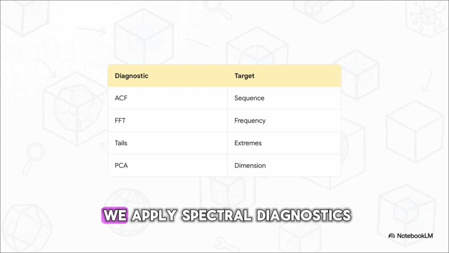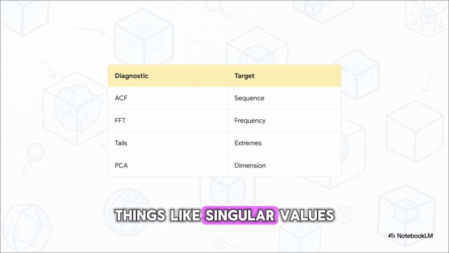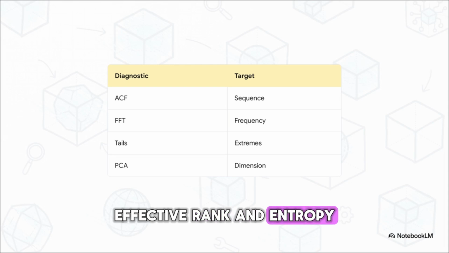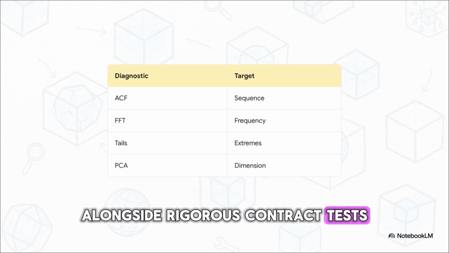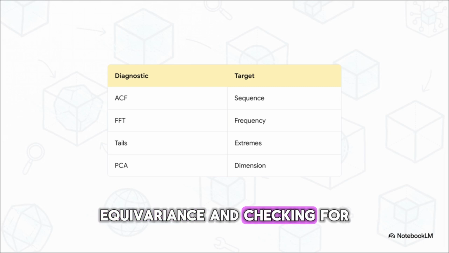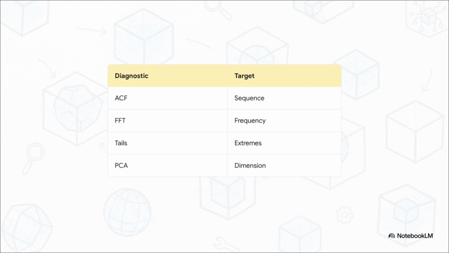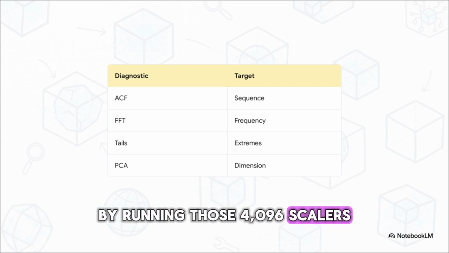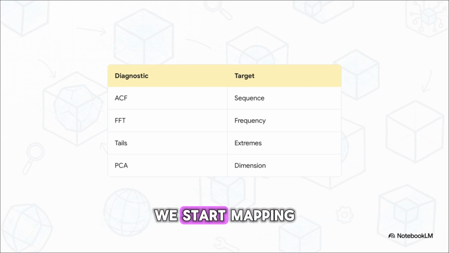On top of that, we apply spectral diagnostics, things like singular values, effective rank, and entropy, alongside rigorous contract tests to ensure finite deterministic behavior like permutation equivariance and checking for NaN or Inf values. By running those 4,096 scalars through this massive gauntlet, we start mapping the precise contours of the hidden data.